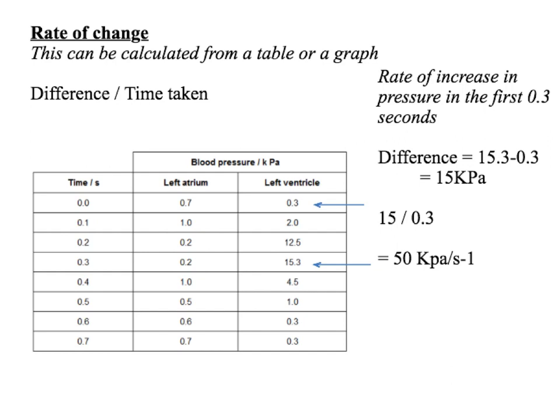So the difference is the biggest number take away the lowest number. So 15.3 minus 0.3 gives us 15 kilopascals. That's how much the pressure has increased by, divided by the time taken. So this is 0.3, where you got the highest pressure, and 0, where you got the lowest pressure. So 15 divided by 0.3, which is the time, gives us 50 kilopascals per second. So the pressure is increasing at a rate of 50 kilopascals per second when the ventricle is contracting.